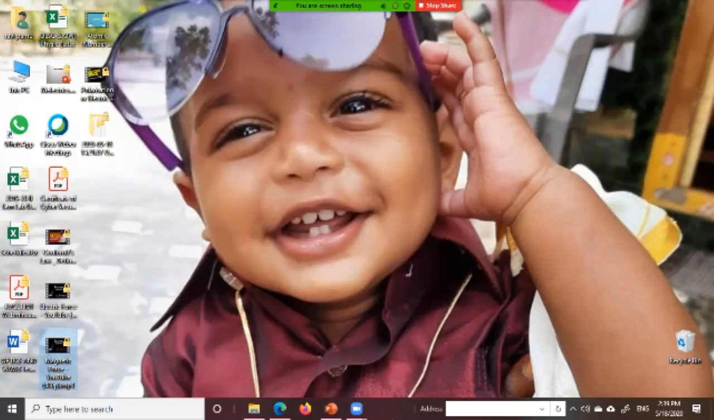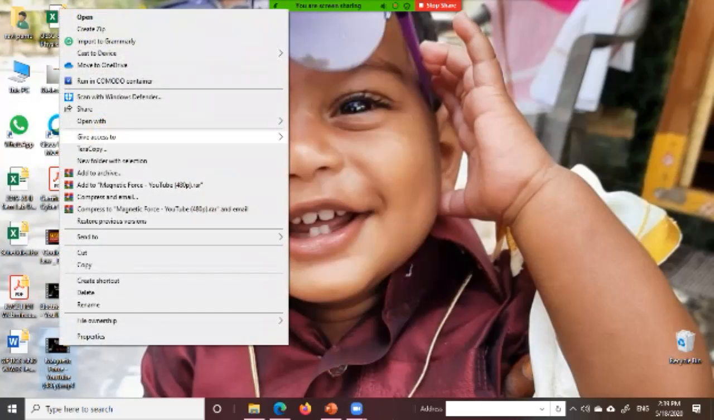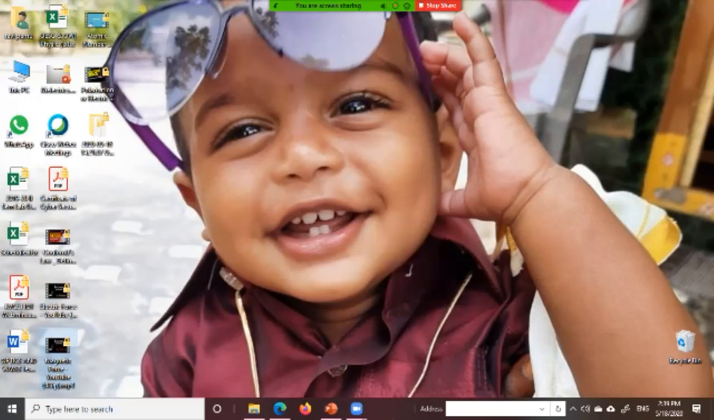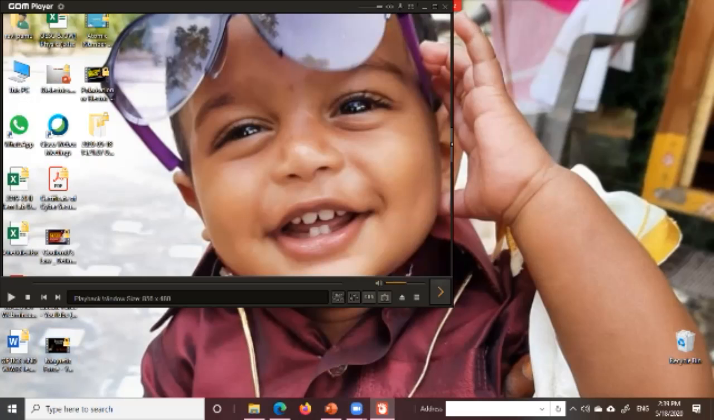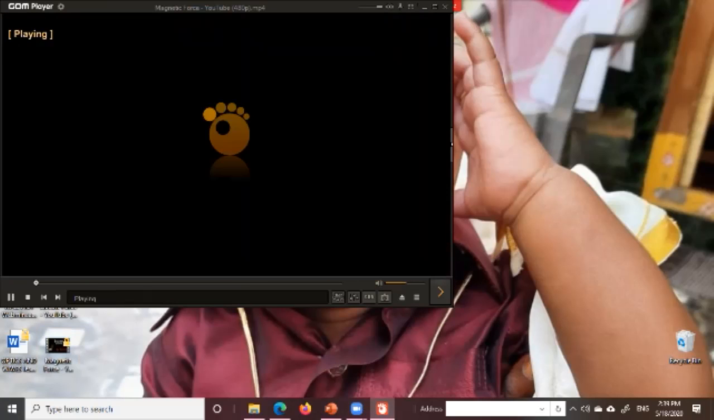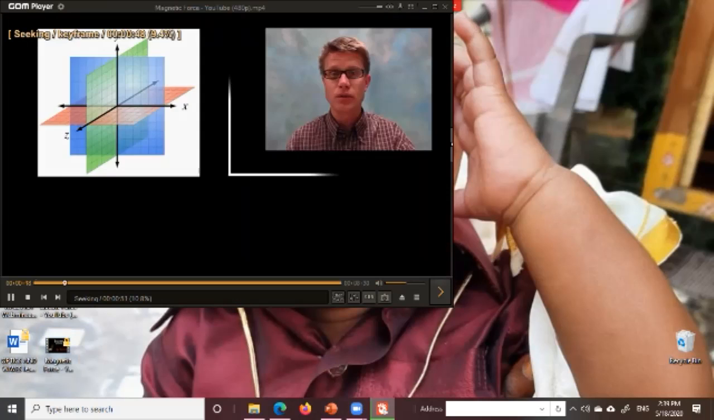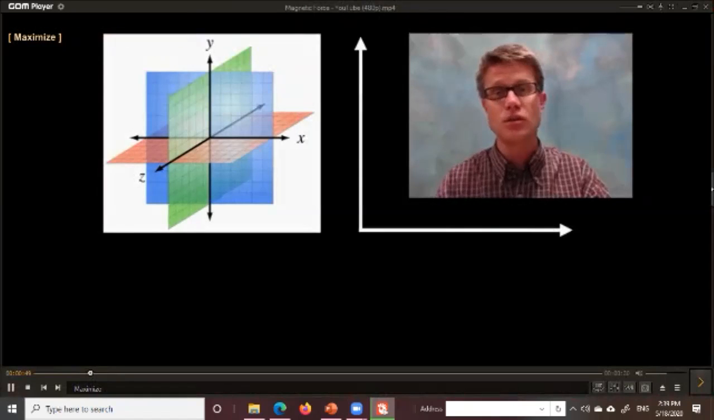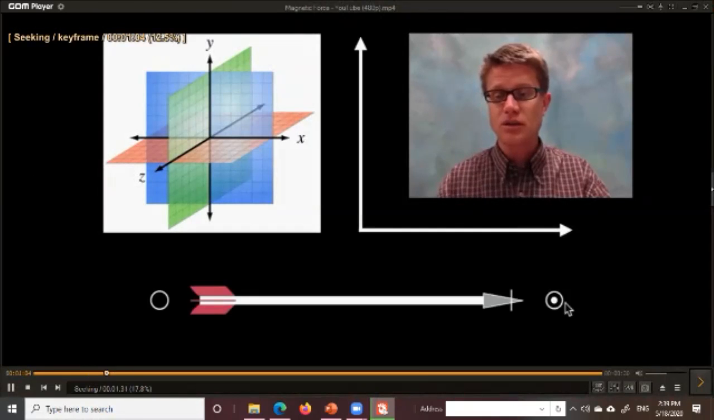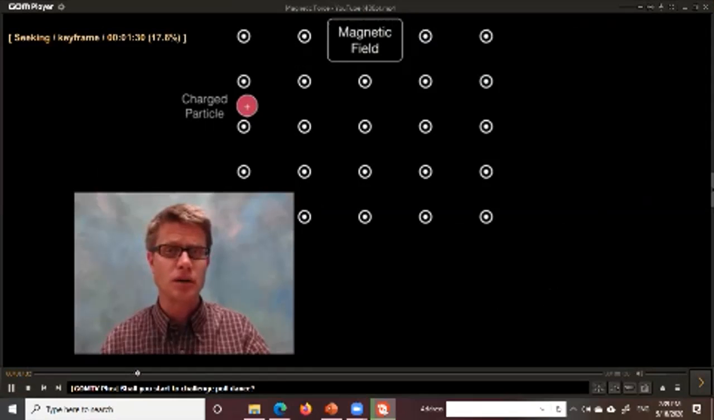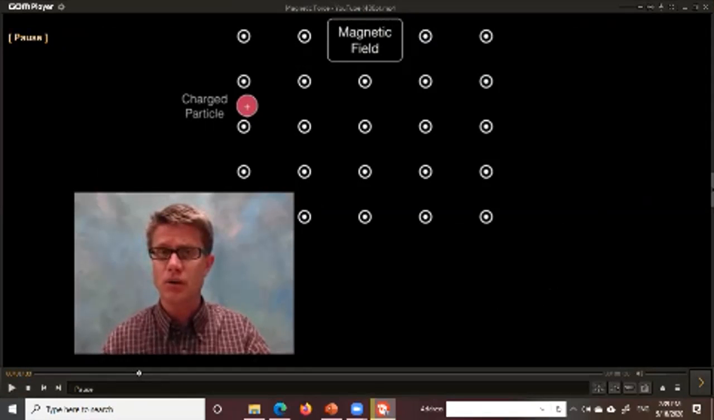Now I will show another one. So if we have just two dimensions, it's easy to do that on a piece of paper. So is there a magnetic force acting on that charged particle? The answer is no. Let us assume this is the magnetic field. Consider a charged particle is there. This is the magnetic field and this is the charged particle.